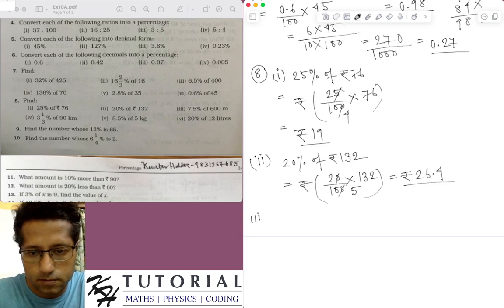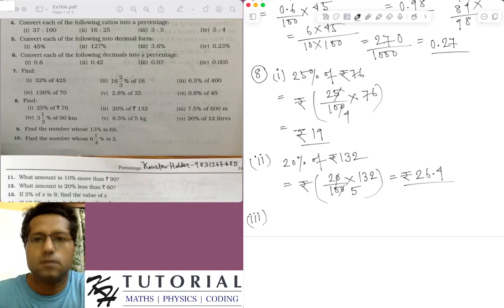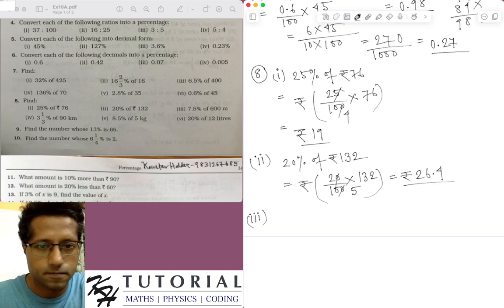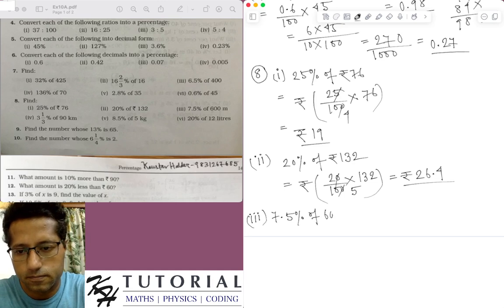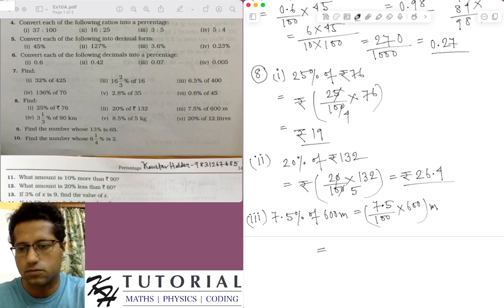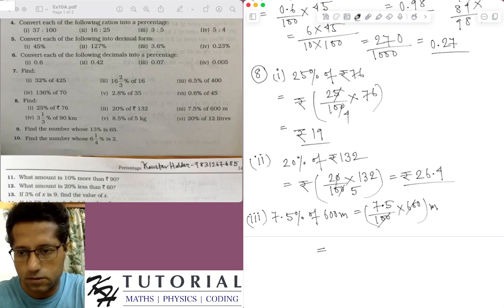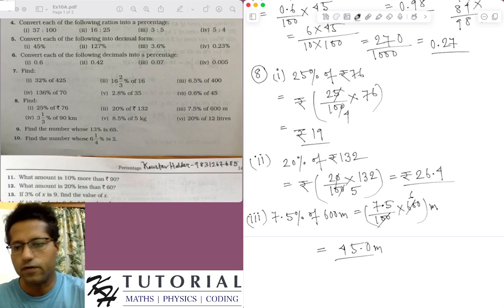Let's do part 3. Question number 8. Part 3. 7.5 percentage of 600 meter. So this is 7.5 divided by 100 into 600 meter. This equals 45 meter.